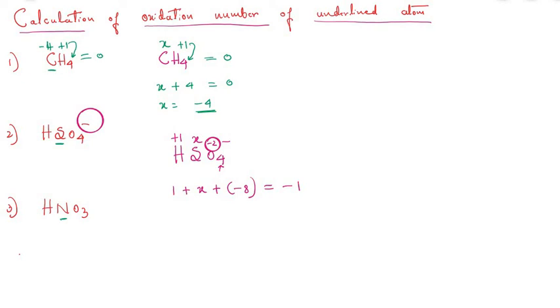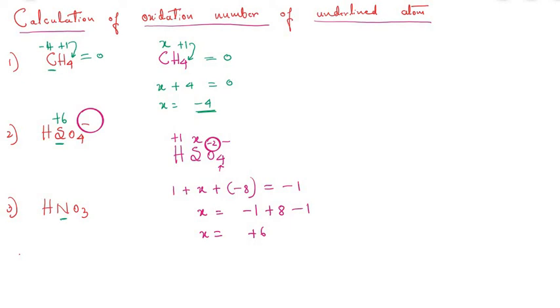I have to calculate for X now. X is equal to -1 plus 8, and again I'll write here -1, and on simplification X will be equal to +6. So the oxidation number of sulfur in the bisulfate anion is +6. Concept is clear, students?